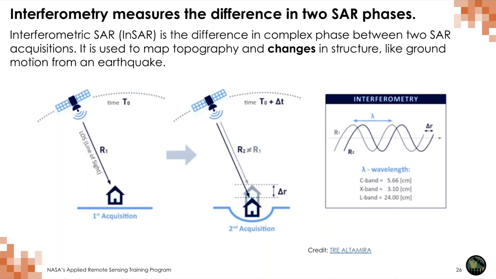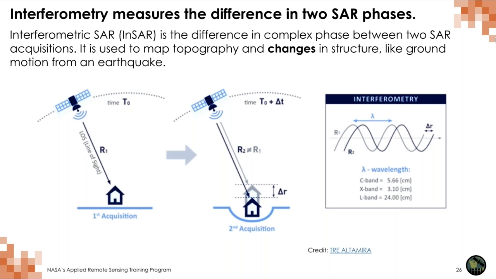Interferometry, or InSAR, interferometric synthetic aperture radar, measures the difference in two complex phases with SAR acquisitions at different times. We use it to map topography at the Earth's surface or changes in the structure of the Earth's surface, like ground motion after an earthquake, or in this example panel, ground motion due to subsidence of a home. So you can see a satellite at a similar position, acquiring images at one time, T0, and another time at T0 plus delta T, so some time later.